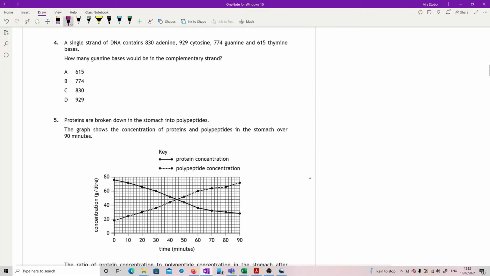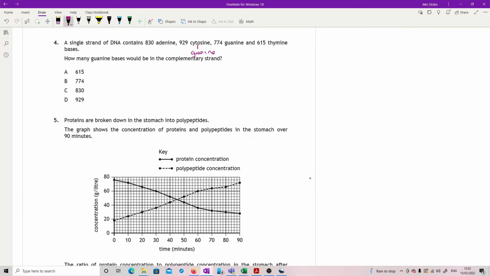Question four. A single strand of DNA contains 830 adenines, 929 cytosines, 774 guanines, and 615 thymine bases. How many guanine bases would be in the complementary strand? Okay, you've just got to not panic when you see this, okay? I'm looking for guanine. Guanine is paired with cytosine.